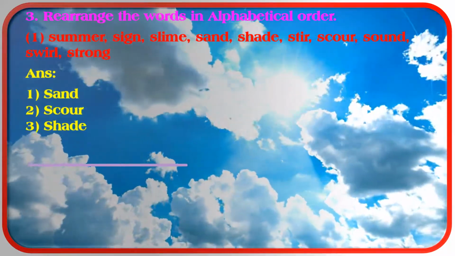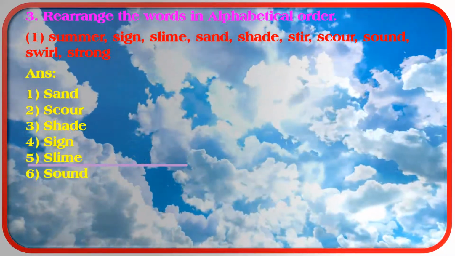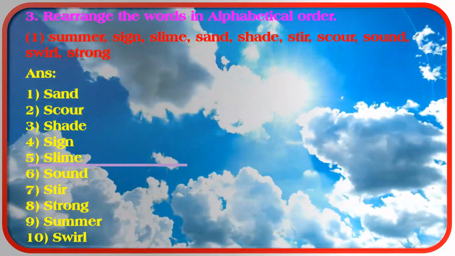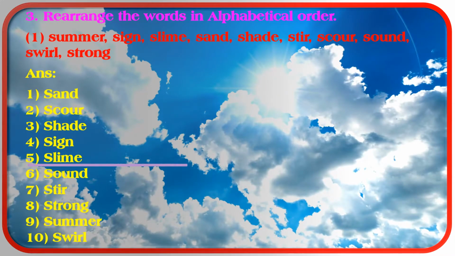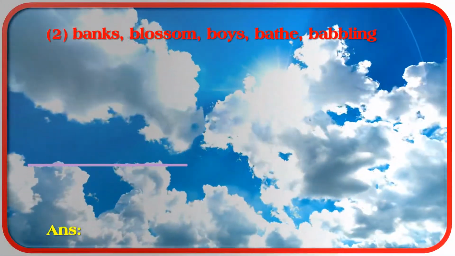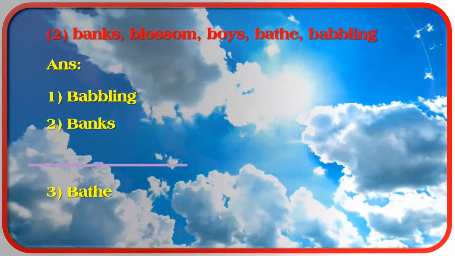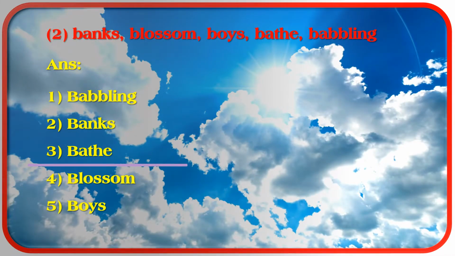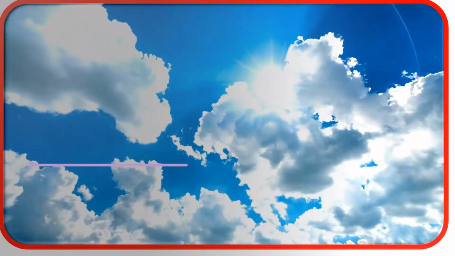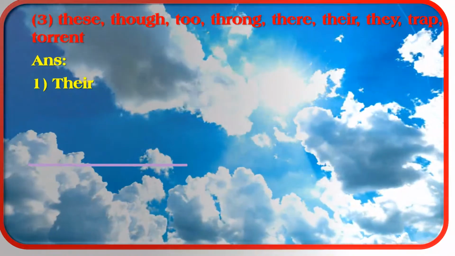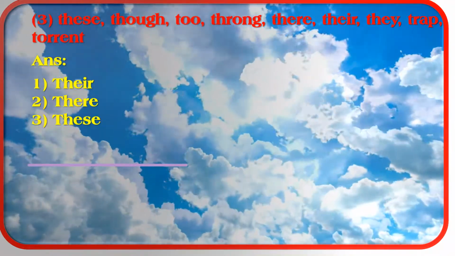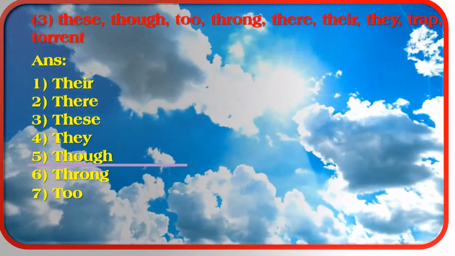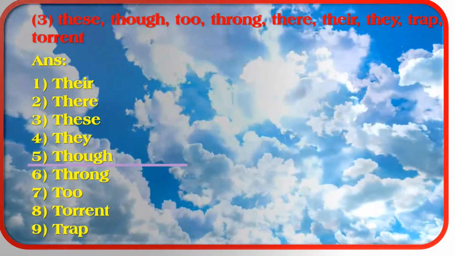Sand, scour, shade, sign, slime, sound, stir, strong, summer and swirl. Babbling, banks, bath, blossoms, voice. There, spelling is different from their. These, they, thou, throng, to, torrent and trap.